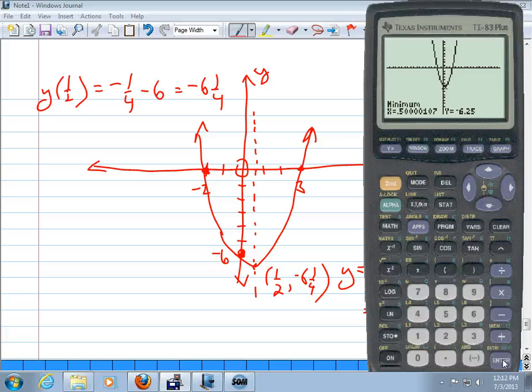So that 0.500107, that's a lie, it's 0.5. And the min is negative 6.25, like we said. Didn't we say that? Negative 6 1/4, we said that, right? Okay. All right, so now what?